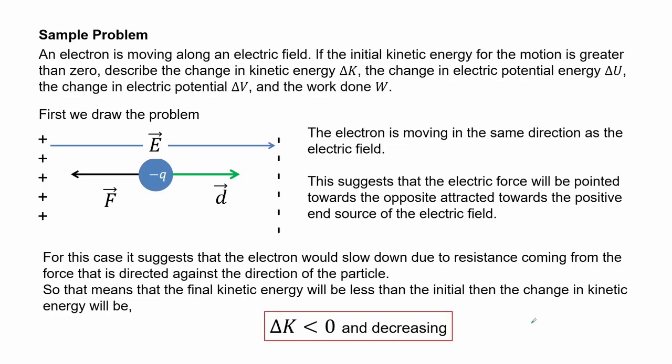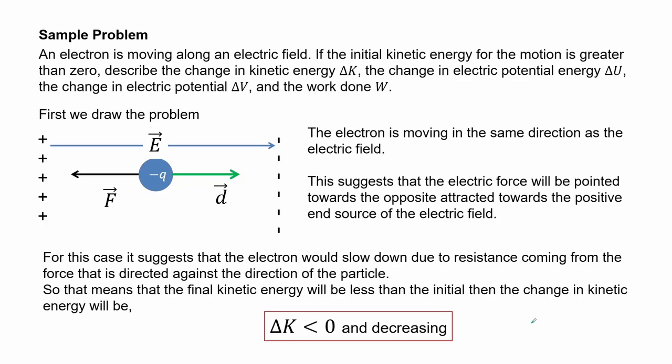Sample problem. An electron is moving along an electric field. If the initial kinetic energy for the motion is greater than zero, describe the change in kinetic energy, the change in electric potential energy, the change in electric potential, and the work done. First we draw the problem.